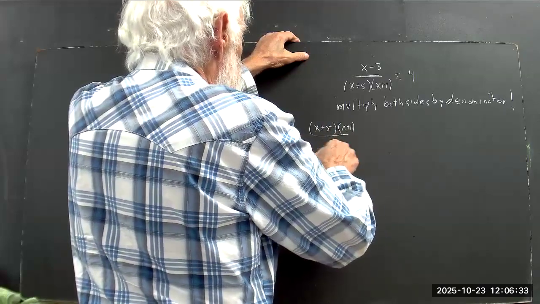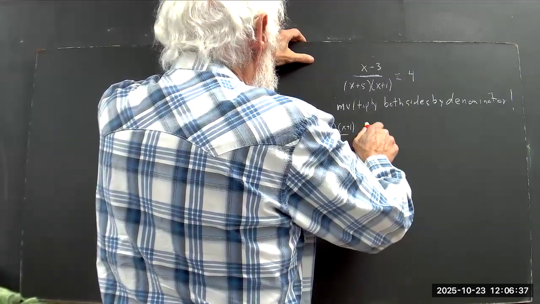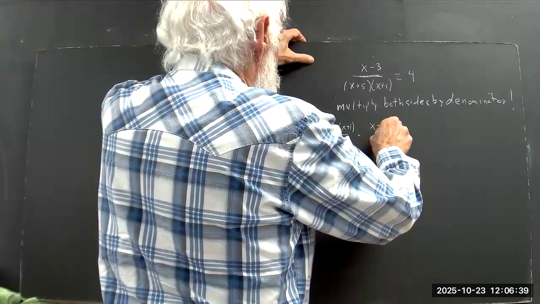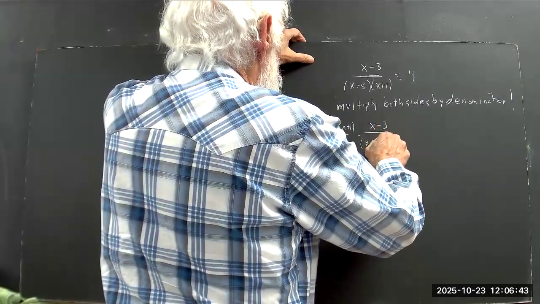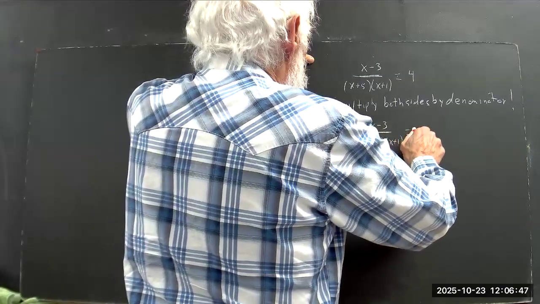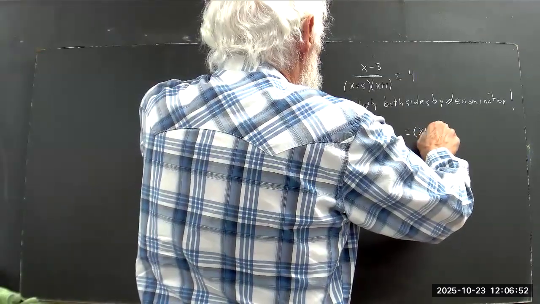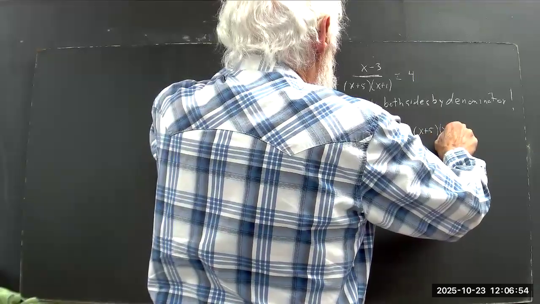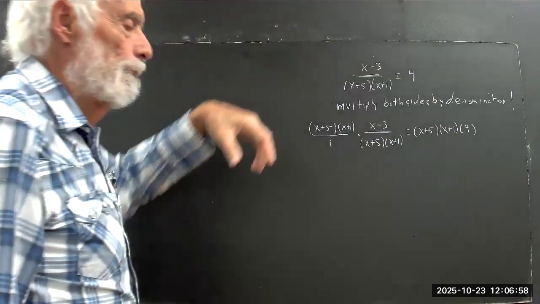Since it's a fraction, we'll put a 1 denominator there so we know for sure what we're doing. We multiply that by x minus 3 over x plus 5 times x plus 1. And then we multiply x plus 5 times x plus 1 times 4.